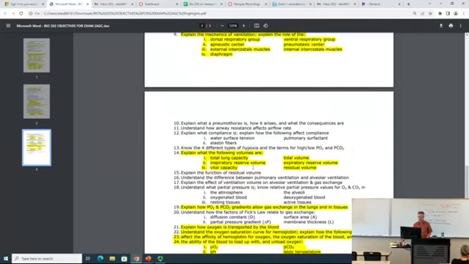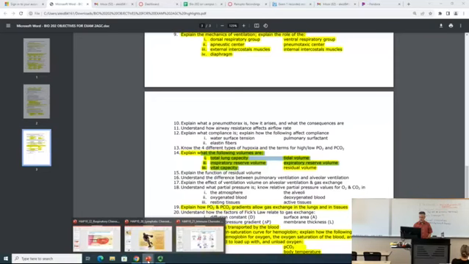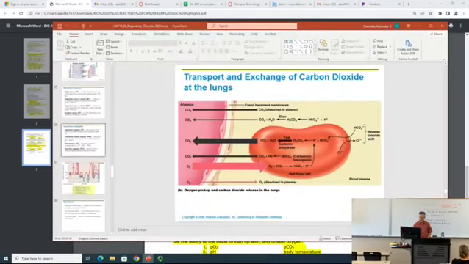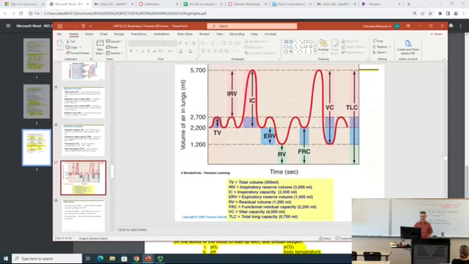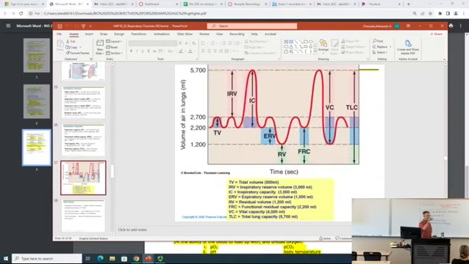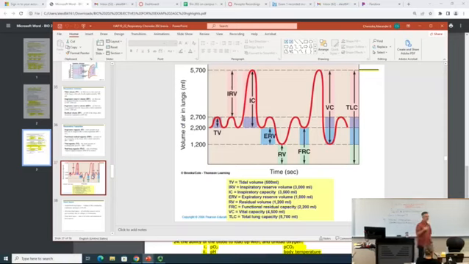What else do we have there? Oh, so we did have this. Remember we went through spirometry, the different lung volumes and different lung capacities. So make sure that you review that as well. So that's going to look like this, right? These slides that we see here talk about the different lung volumes and different lung capacities that we have.